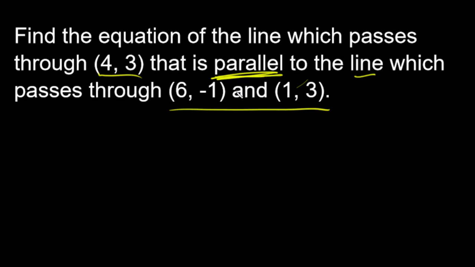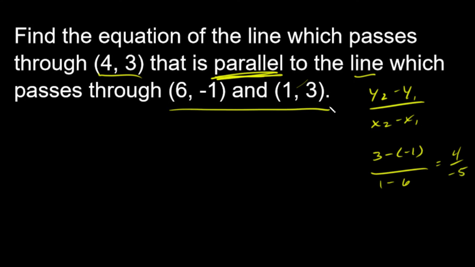Well, if our line is parallel to this line, then that means it has the same slope. Now, they don't tell us the slope in a convenient format, but they do give us 2 points on the line, which means you can find the slope given the slope formula. So you use this, given these 2 points, to find the slope of the second line here. So you're going to have 3 minus -1 over 1 minus 6, and that's 4 over -5. So there's your slope of the second line. So m is equal to -4/5.